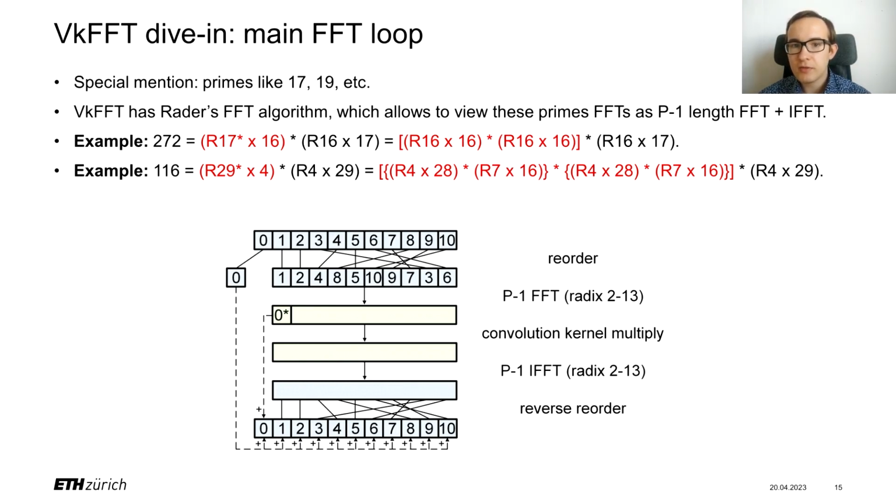For example, an FFT of length 272, which is a multiplication of 17 and 16, we can do as 16 FFTs of length 16 twice, which is Rader's algorithm, and then 17 FFTs of length 16. Another example is FFT of length 116, which is a multiplication of 29 and 4. It can be done as 28 FFTs of length 4, then 16 FFTs of length 7, we do these operations twice, and then we do 29 FFTs of length 4.